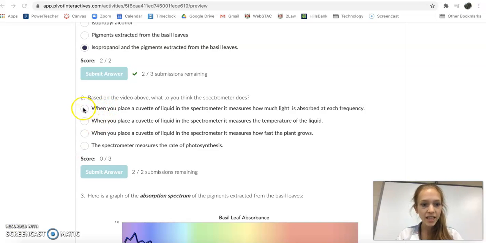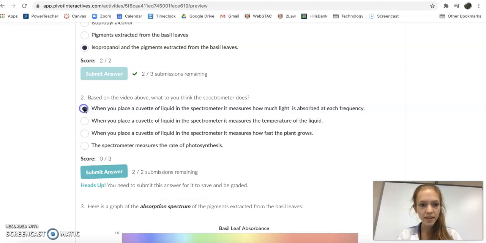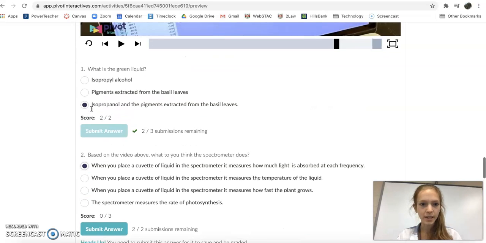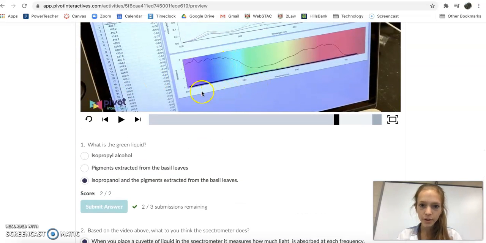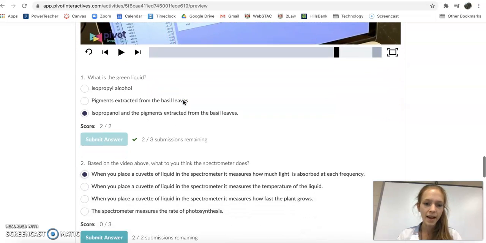The correct answer is actually that when you place a cuvette of liquid in the spectrometer, it measures how much light is absorbed at each frequency, right? We had wavelength at the bottom, and wavelength has to do with frequency, so that might have tripped you up, but we've got wavelength at the bottom, and then we've got the intensity, absorbance on the y-axis.